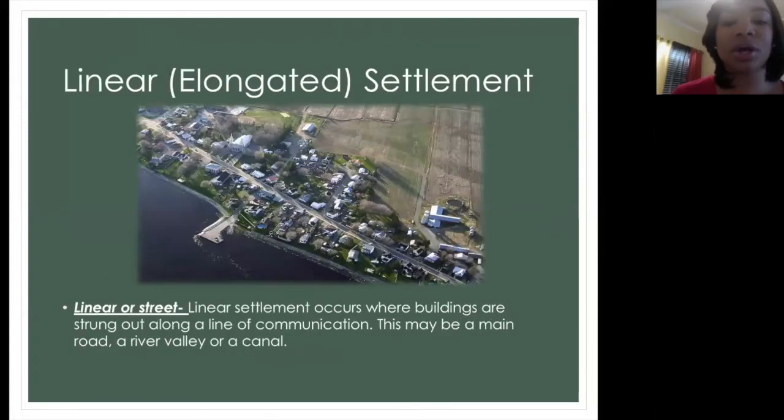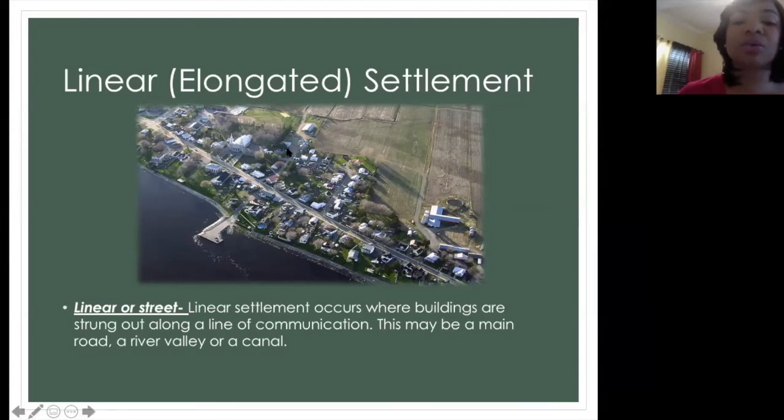Your linear or elongated settlement pattern. Anyone ever been to the family islands? Is anyone in here from a family island? If you're from a family island, please share with us which family island you're from. Okay, a lot of our family islands are shaped or have this elongated settlement pattern shape. This type of settlement pattern flows along a roadway or a river, or as it relates to the Bahamas, it will flow along the ocean.